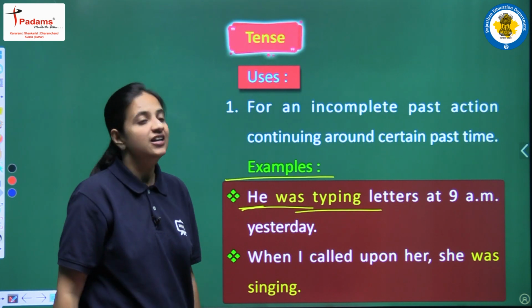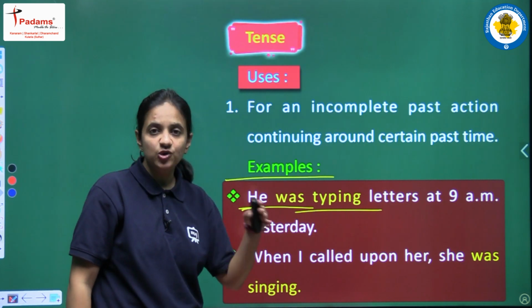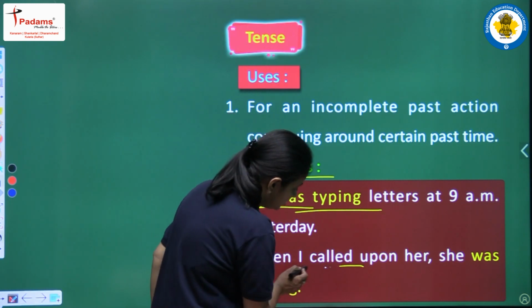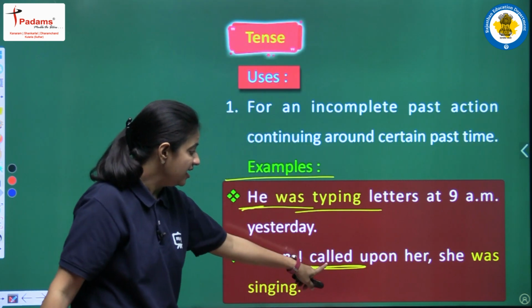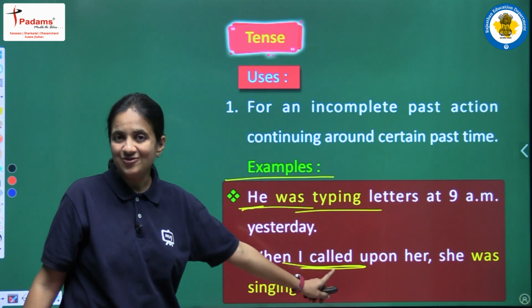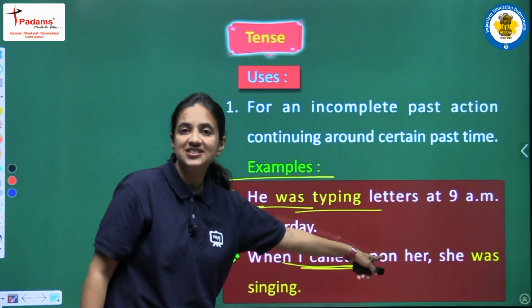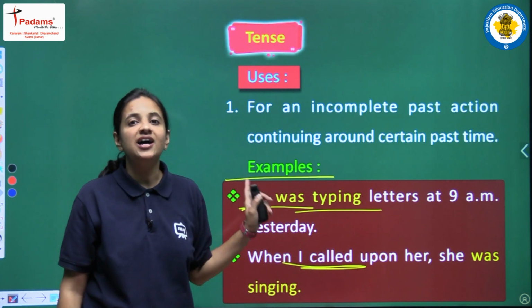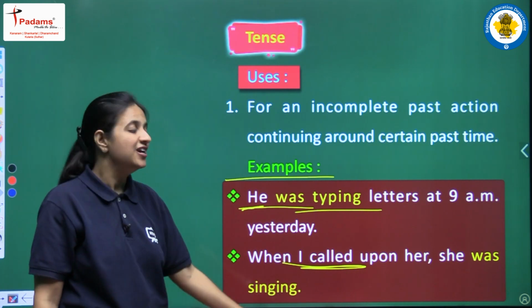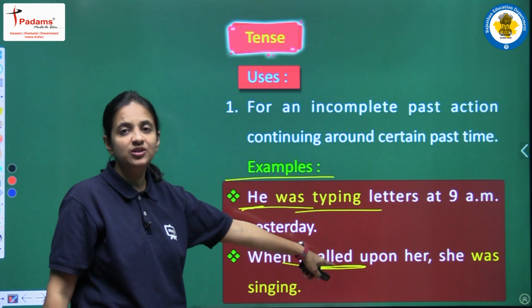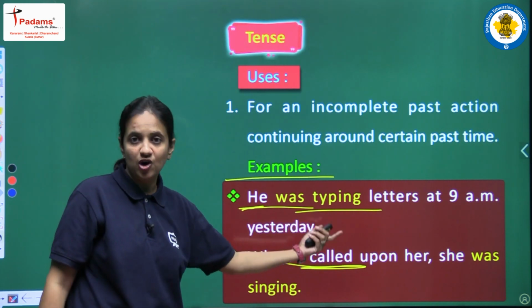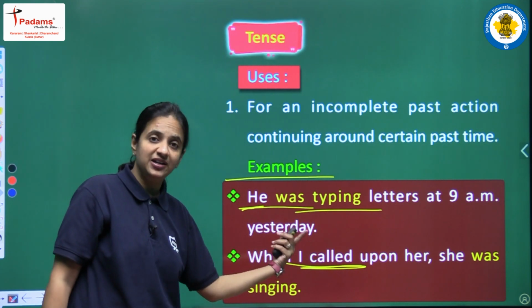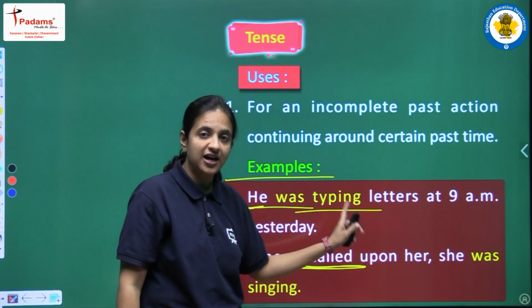The next sentence that we are having here is, when I called upon her, she was singing. So yes, in this sentence we are having two clauses. The first clause is when I called upon her. So just focus here students. We are having called. Called is a second form and no helping verb is here. So what it means? Which tense is this? Yes, this is past simple tense, right? Because we are having second form of the main verb, that is called, and we are having no helping verb. So this is past simple tense.